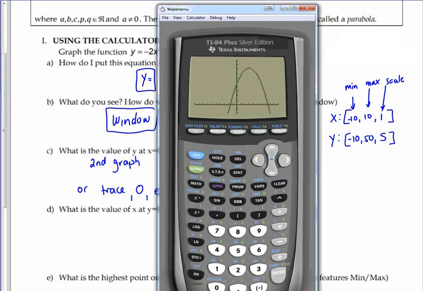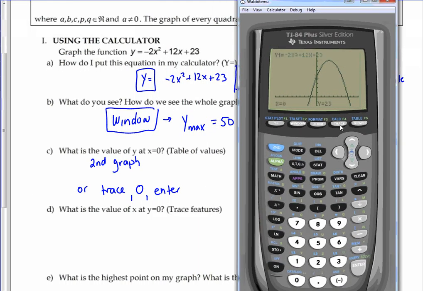So where are you? Trace, just the trace. 0, enter, and there it is. If I want what is y when x is 1, trace 1, enter. And once you're on that, I could just keep putting in x values. 6, enter. 2, enter. 5, enter. Whoa, that's crazy. There you go.